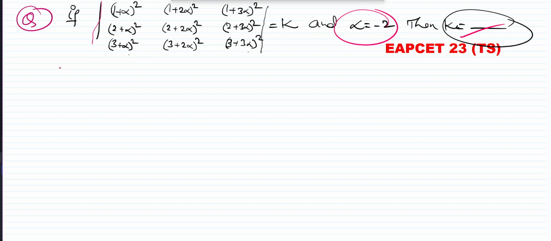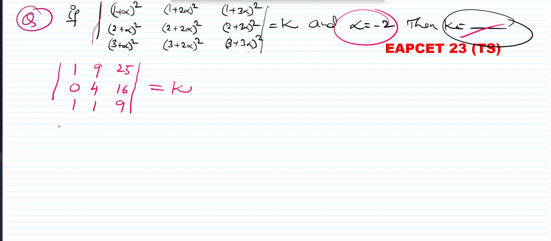Substituting alpha equal to minus 2 in this determinant: 1 plus alpha is 1 minus 2, whole square, which is 1. 1 plus 2 alpha is 1 minus 4, minus 3 whole square is 9. 1 plus 3 alpha is 1 minus 6, minus 5 whole square is 25. 2 plus alpha is 2 minus 2, which is 0. 2 plus 2 alpha is 2 minus 4, minus 2 whole square is 4. 2 plus 3 alpha is 2 minus 6, minus 4 whole square is 16. 3 plus alpha is 1, 3 plus 2 alpha is minus 1 whole square, which is 1. 3 plus 3 alpha is 3 minus 6, minus 3 whole square is 9. This determinant value is given as k.